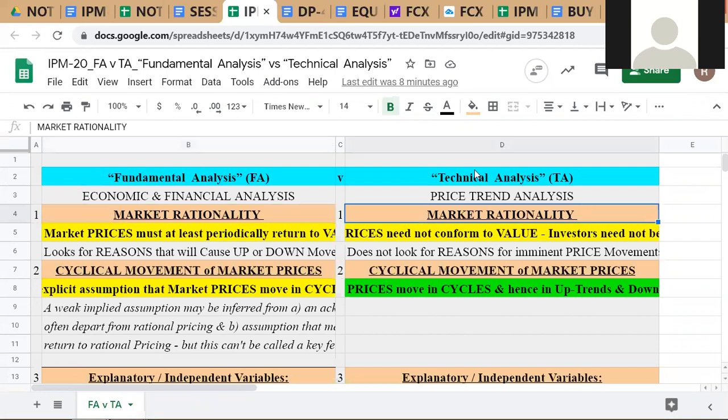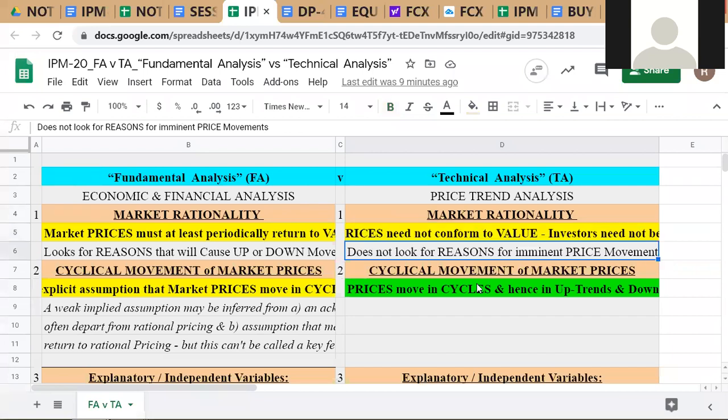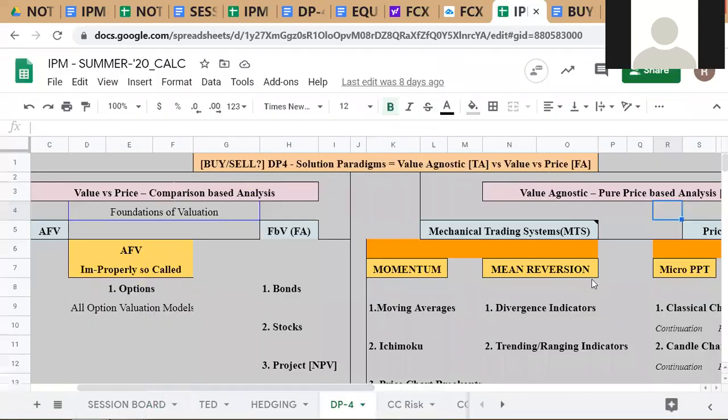Now, here comes TA. On the question of market rationality, this is what TA believes. Let me F2 this so that you can read it. Now, TA is value agnostic. Remember, TA is listed as a method, if you go back to your calc file, TA is listed as a value agnostic method.